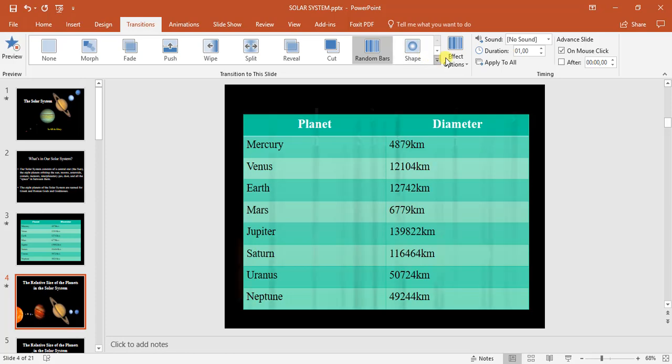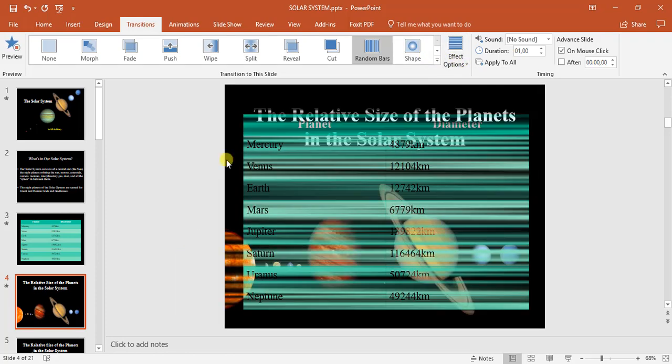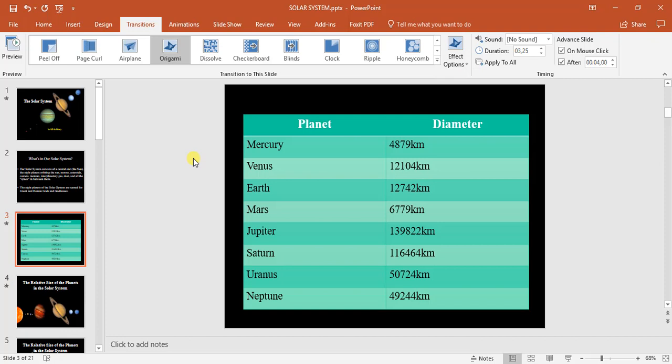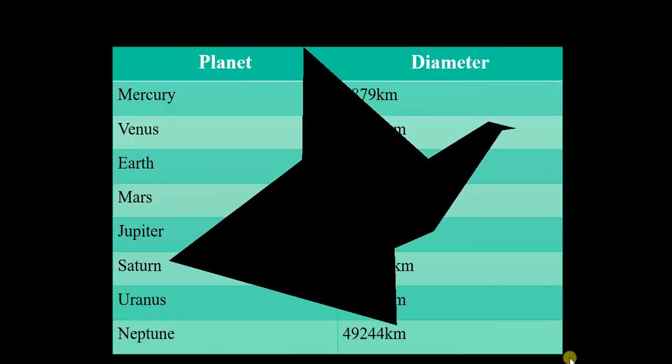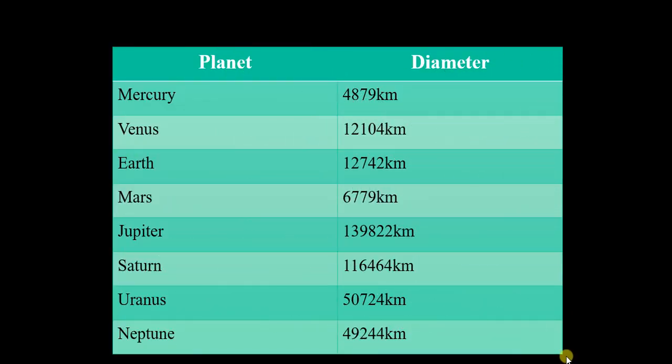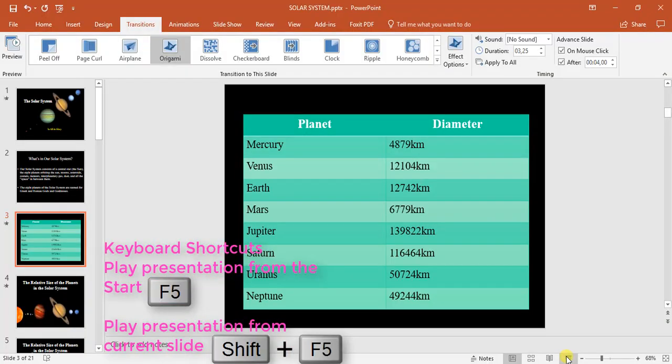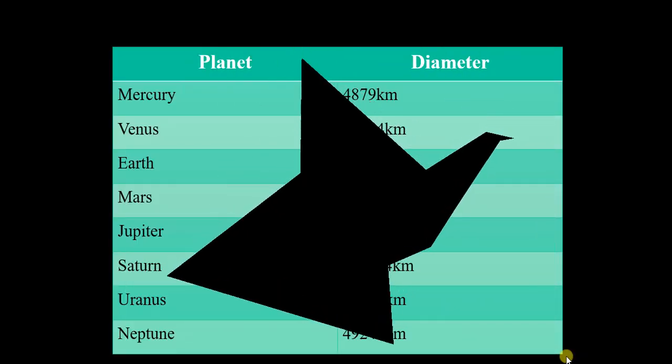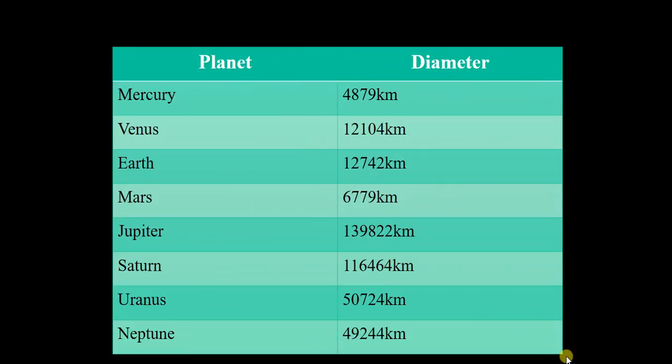So I'm gonna choose random bars, I'm gonna play with the effects, I'm gonna choose the horizontal option, okay. So I'm going to show you what these look like when you play the presentation. So to view the presentation, we can do it in one of two ways. We can come down here for the slideshow option, which takes us into the slideshow from the very slide that we're looking at. We can also then press the F5 key on our keyboard, all right? But if we do that, it takes us straight to the very beginning. If we press Shift and F5, it takes us to the current slide that we are working with.